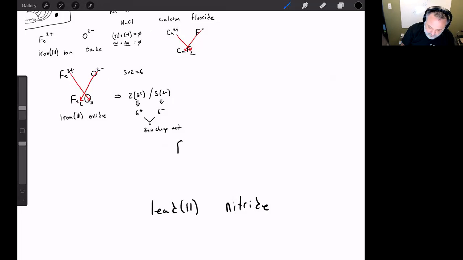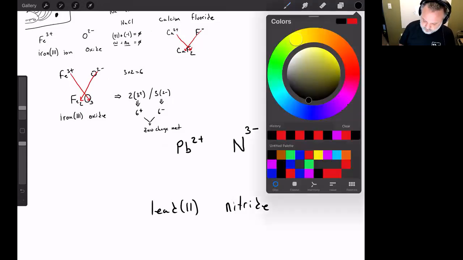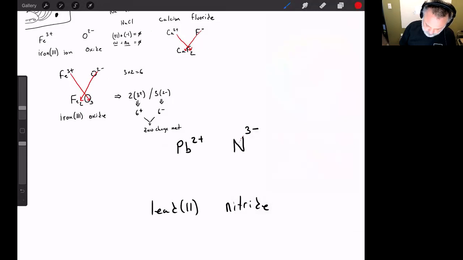Well, the lead 2 ion is Pb 2+, and nitride is the ion that forms from nitrogen. We look at nitrogen in the periodic table and we see that it's in group 15. And so group 15 forms 3- ions. So that's how we know the formula for nitride. And if I were going to do a cross down to get the formulas, I would be able to write the formula for lead 2 nitride as Pb3N2.